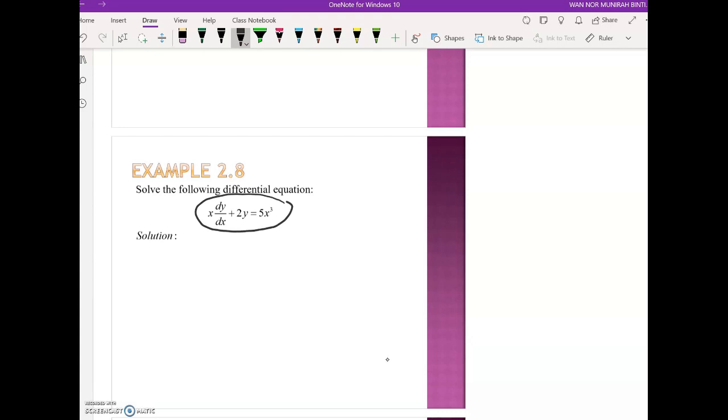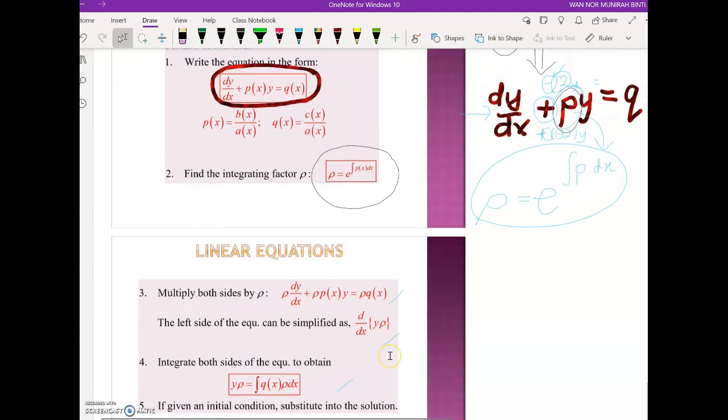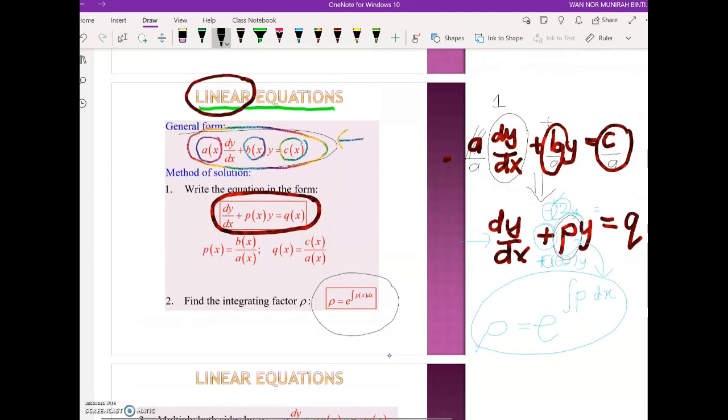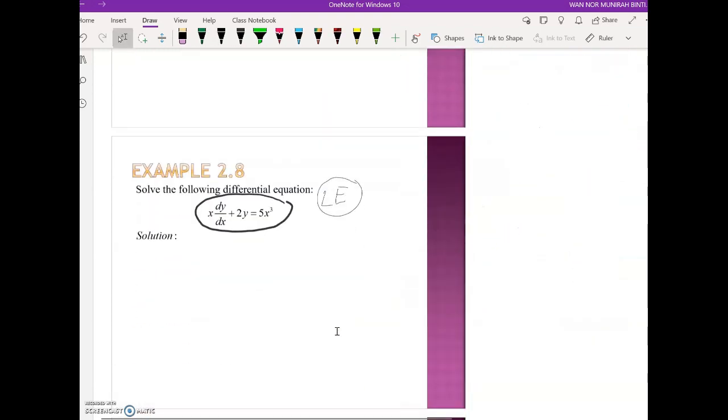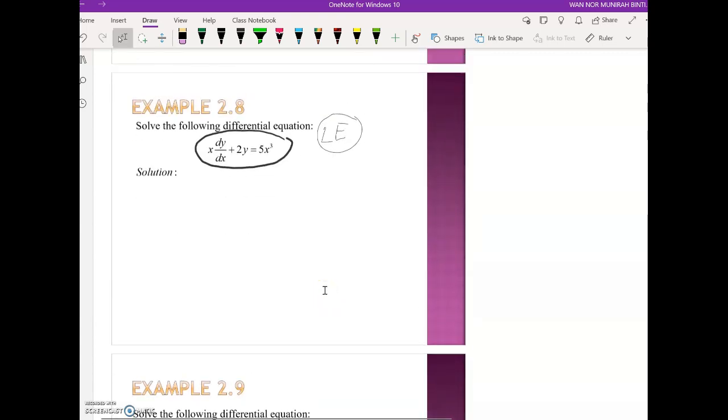Look, we have A, which is x. A is a function of x. A dy dx plus B y, where B is 2, equals 5x cubed. This is obviously a linear equation. I know this because we already know the general form of a linear equation. This is how we identify, or screen: the initial step is to screen that you have a linear equation, and then we try to solve it.